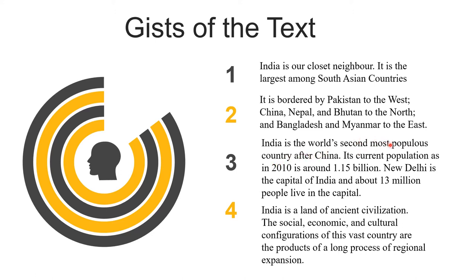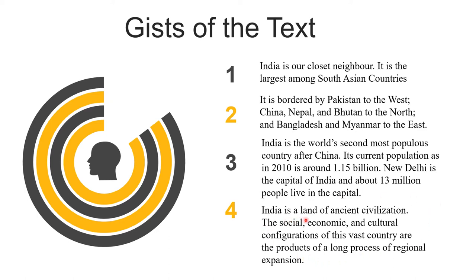India is the world's second most populous country after China. China is the first country and India is the second. Its current population as in 2010 is around 1.15 billion. New Delhi is the capital of India, and about 13 million people live in the capital.